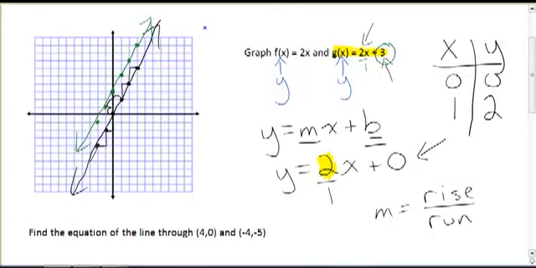Okay, I think that you won't have too much problem graphing lines if you can just remember that y equals mx plus b. Now, not every equation you're ever given will always be in that format to start with, but you can always get it into this format. All right, let's move on.